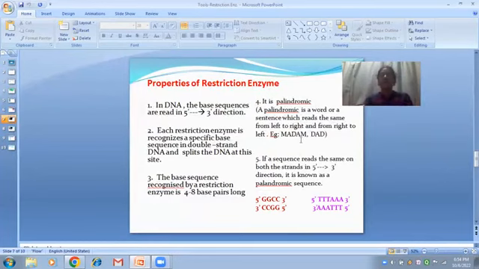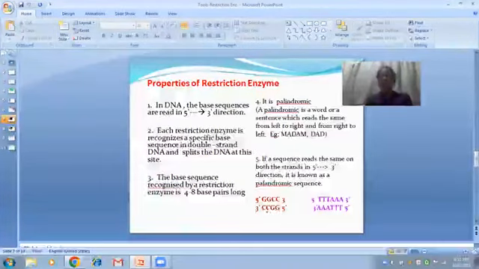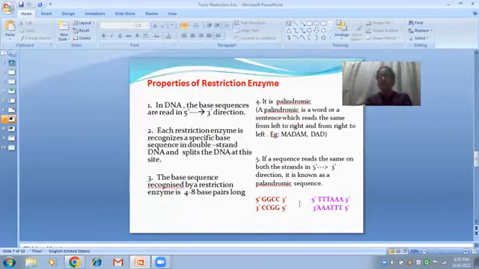This sequence is very, very important. The restriction site sequences must be palindromic. The range of nitrogen bases is from 4 to 8 bases only, means a very short fragment. See here, GGCC, and from the 5' to 3' side also GGCC. Here also TTTAAA, the same type of arrangement. That arrangement is known as palindromic. This is also the most important characteristic of restriction enzymes.